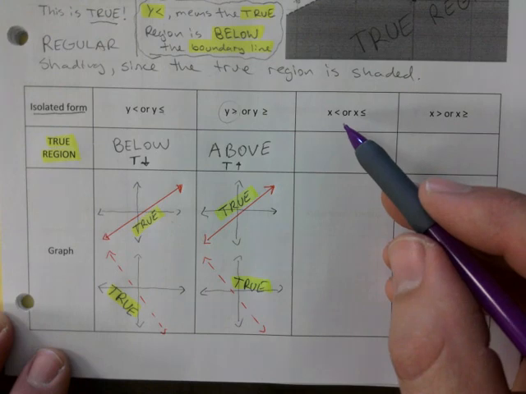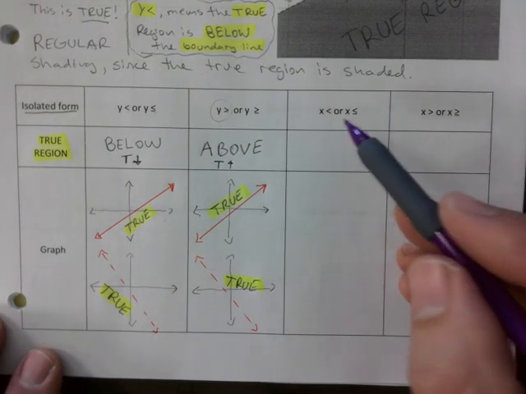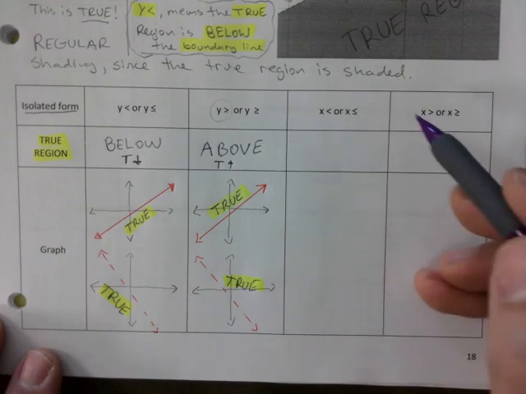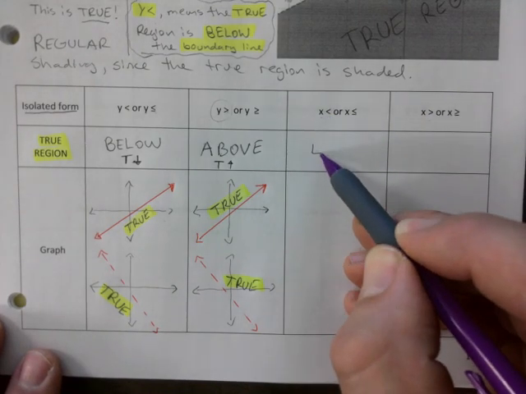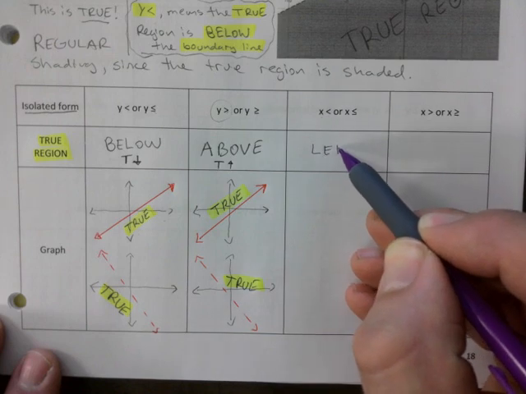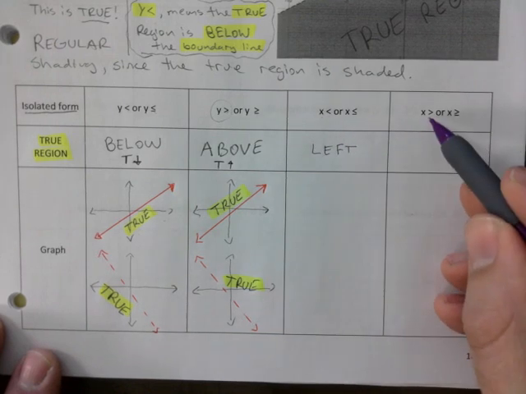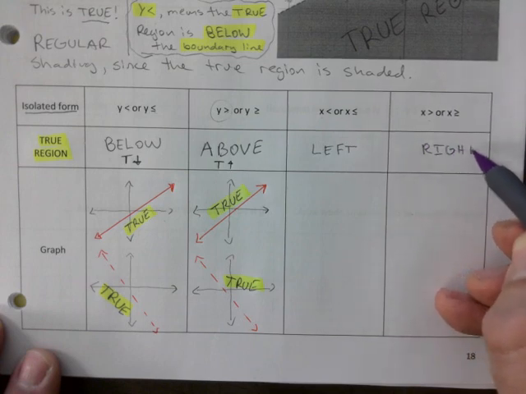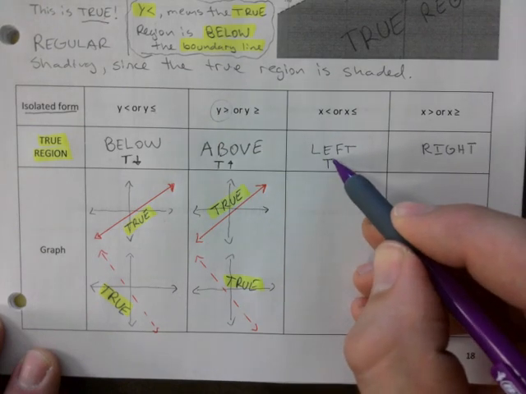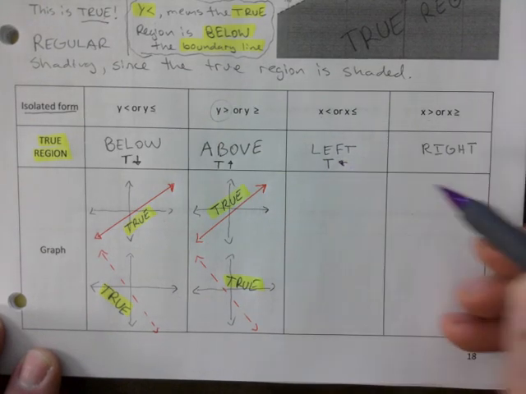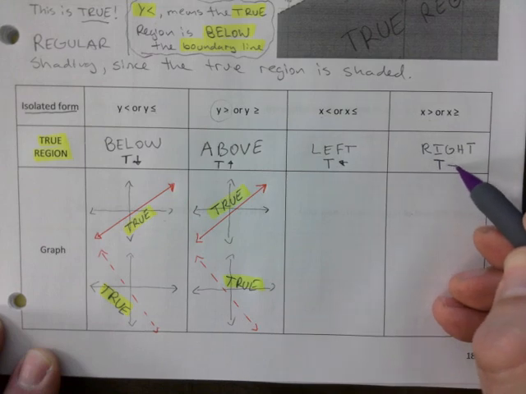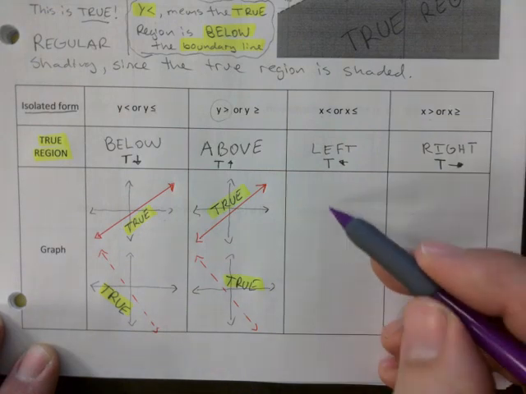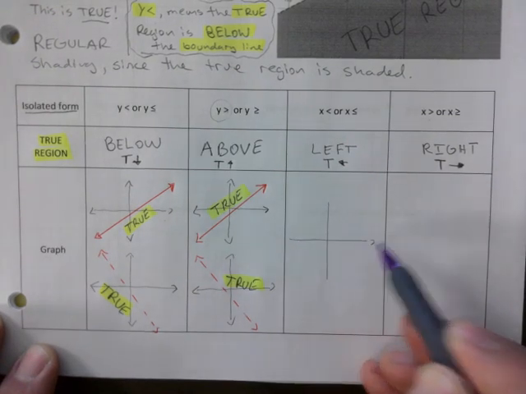And this one here, we haven't dealt with this yet, but when you only have x, then it's either right or left. So if x is less than, then it's left. And if it's greater than, the true region is going to be to the right. So true is to the left, or true is to the right. Okay. I'll just make one graph here for both of them.